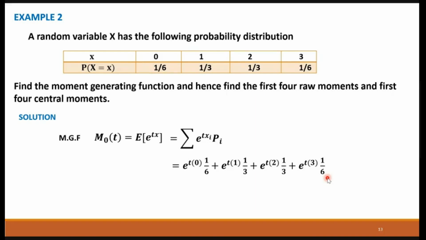तो यहाँ पे again e raised to t into 0 is e raised to 0, which is 1. So I can write as 1 by 6 plus 1 by 3 e raised to t plus 1 by 3 e raised to 2t plus 1 by 6 e raised to 3t. This is M0 of t.